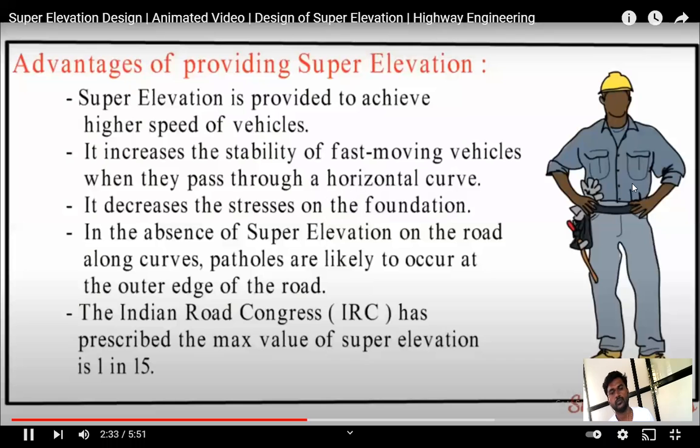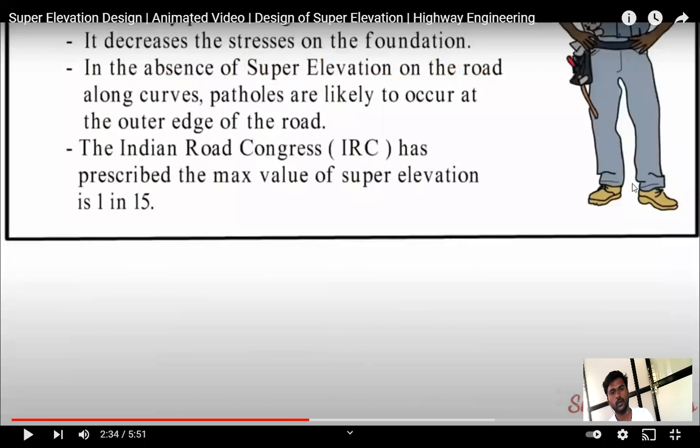As per the IRC, the maximum value of super elevation is given as 1 in 15. And 1 in 15 is nothing but 1 divided by 15, which becomes 0.066667, nearly equal to 0.07. So the maximum super elevation that should be provided on the road is 0.07. If they ask in ratio, then the maximum super elevation is 1 in 15.